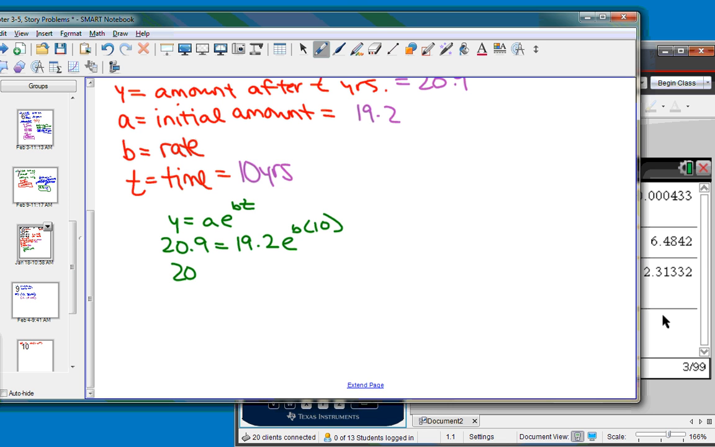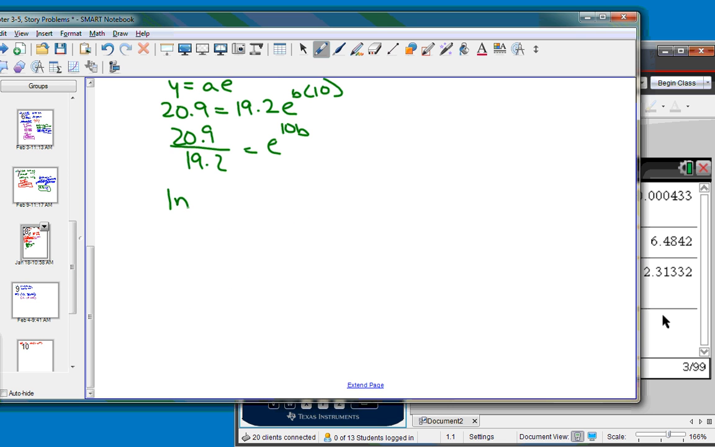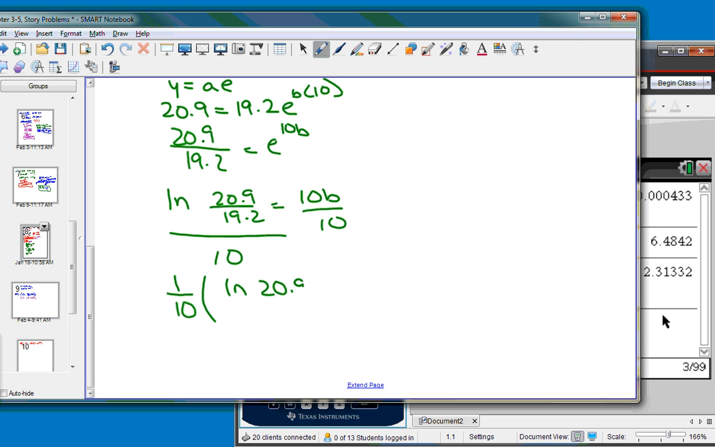So this is going to be 20.9 divided by 19.2 is equal to e to the 10b. Now what? Natural log, natural log. Yes? And then divide by 10. When you divide by 10, that's the same thing as multiplying by 1/10. Why am I doing that? Because it looks really ugly to have a fraction over a fraction.